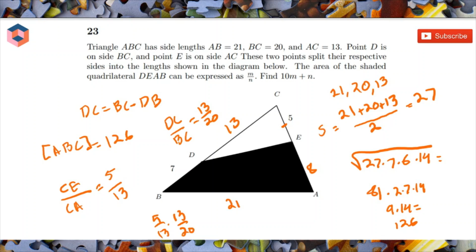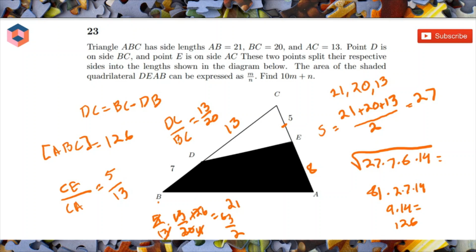Well, the area of triangle ABC we already figured is 126. Now doing a bit of simplification, 5 cancels out, leaves us 4 here. We get 63 over 2 as the area of triangle CDE. So our answer would be 63 over 2, and we would be not done. That would be a big mistake. Now we have to subtract this from 126.